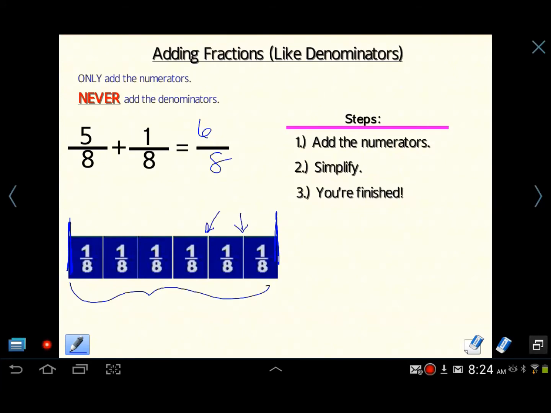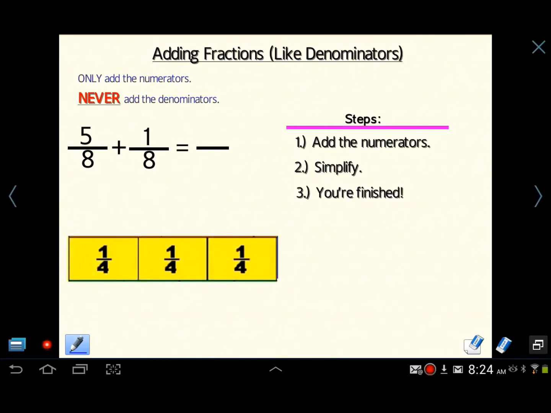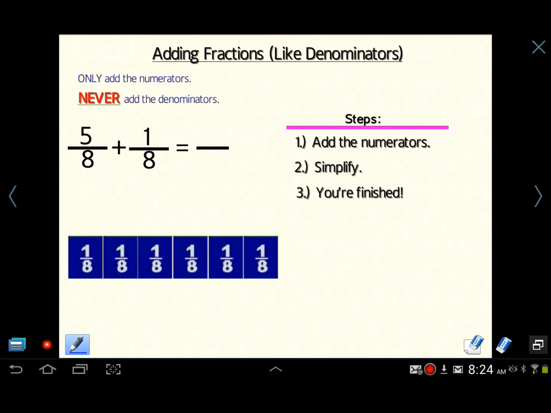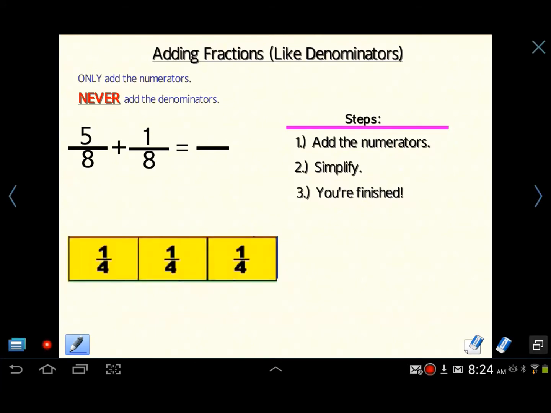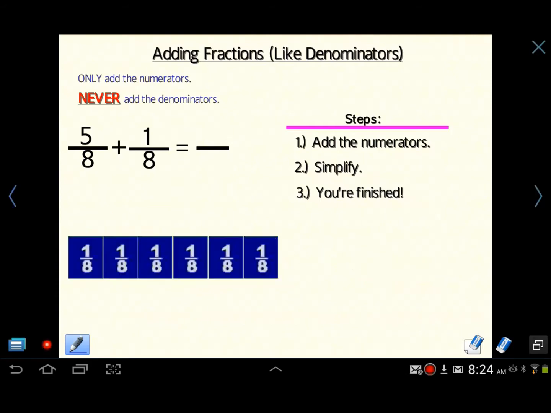If you start poking around with your fraction strips, you'll notice that you can put 1/4, 1/4, 1/4 on top of it or next to it, and it will match up perfectly. 6/8 is exactly the same thing as 3/4. So when we're dealing with fractions, we want to put things in lowest terms. You want to make sure that 3/4 is exactly the same as 6/8.